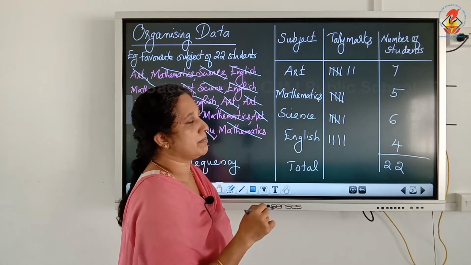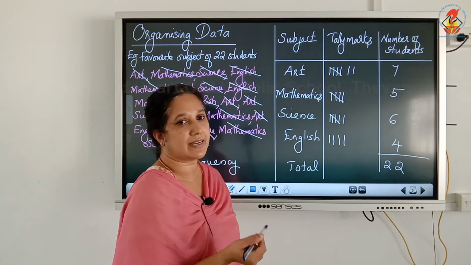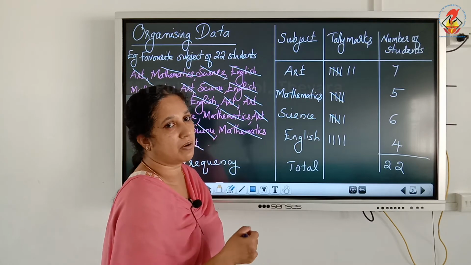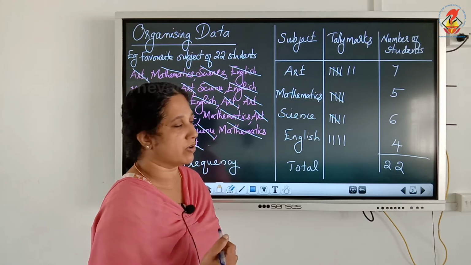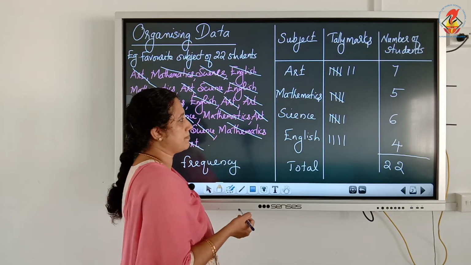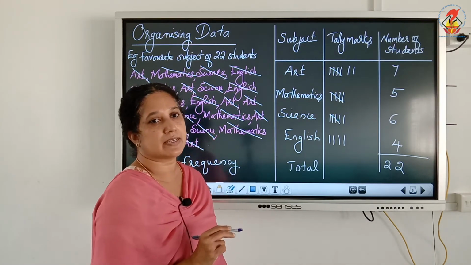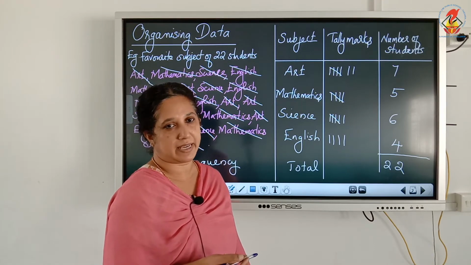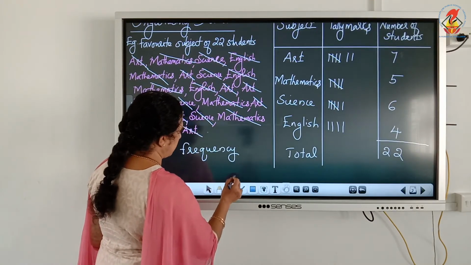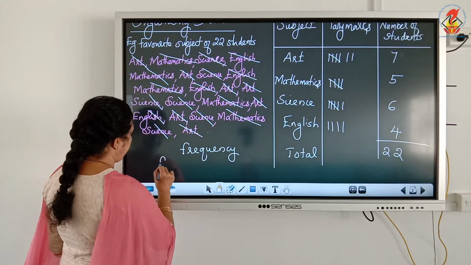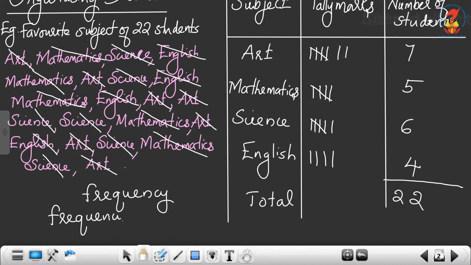Instead of number of students we can write it as frequency. Frequency means how many times a particular entry or a particular observation occurs. And the table made is known as a frequency distribution table. The name of the table is frequency distribution table.